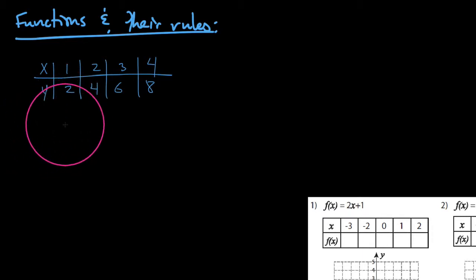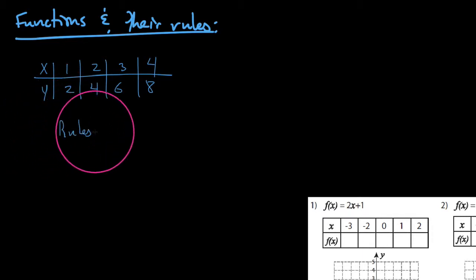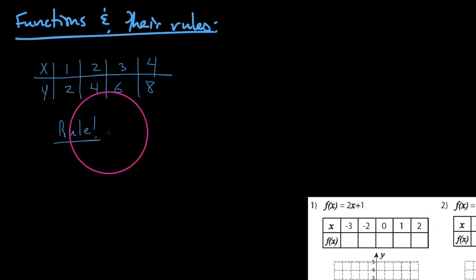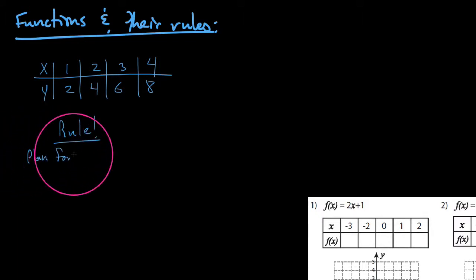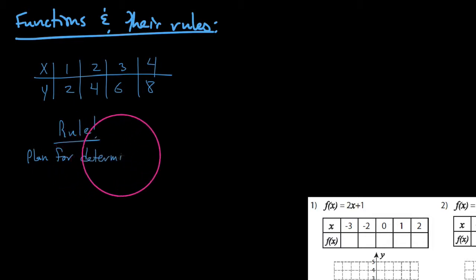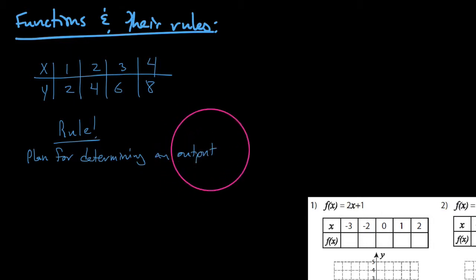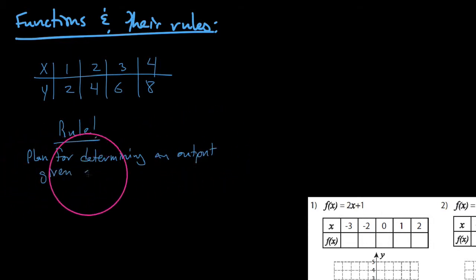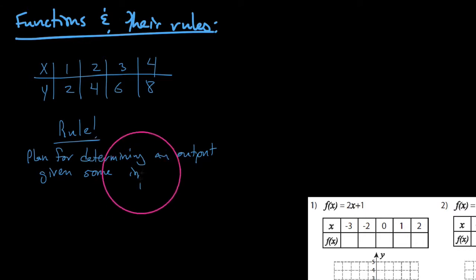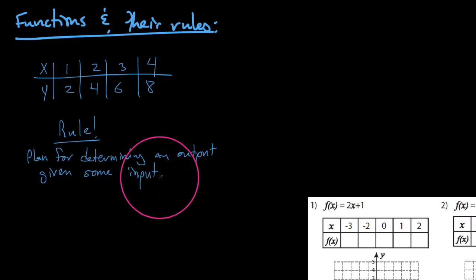So another way we could look at this is we could generalize this using a rule, okay? A rule is just a general way of saying, here's how you find an output given an input. So a rule basically is a plan, I guess we could say, a plan for determining an output given some input, okay? And notice we're using the words input and output here, domain and range.